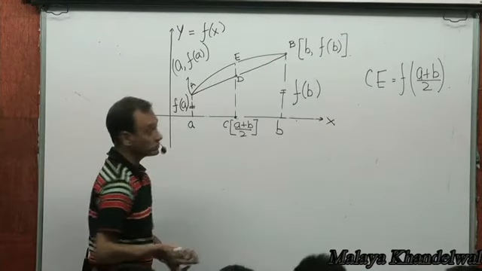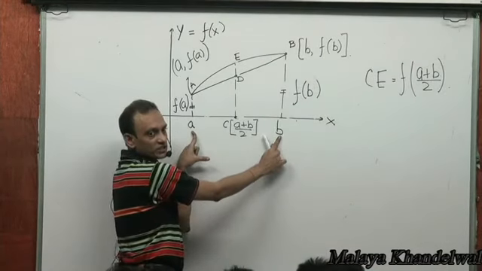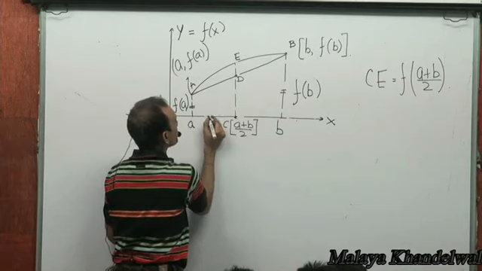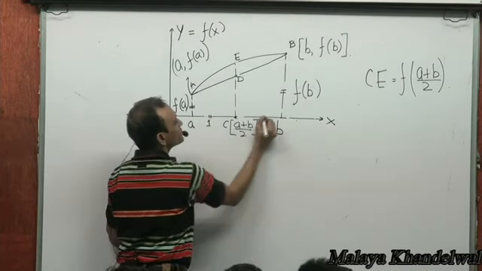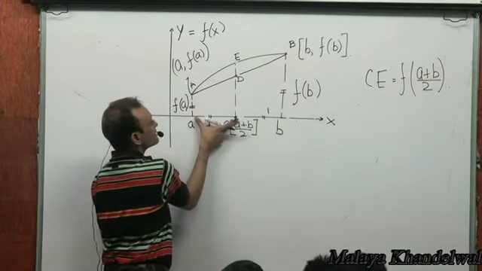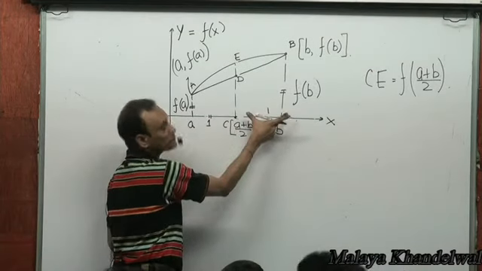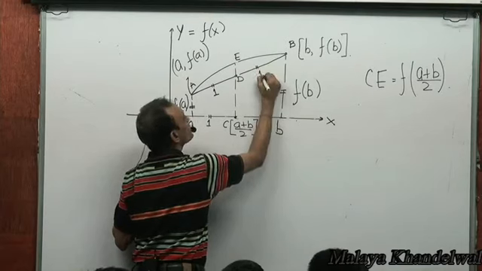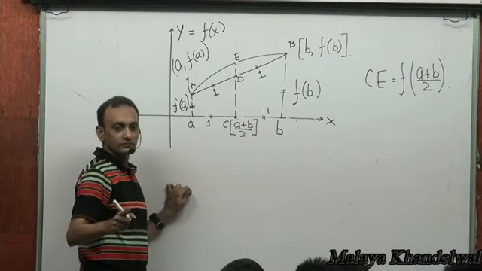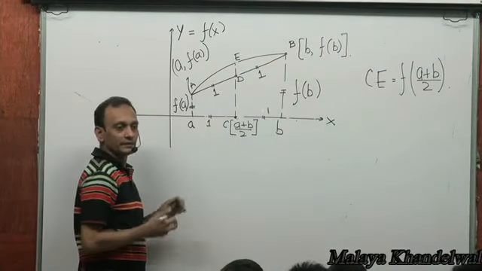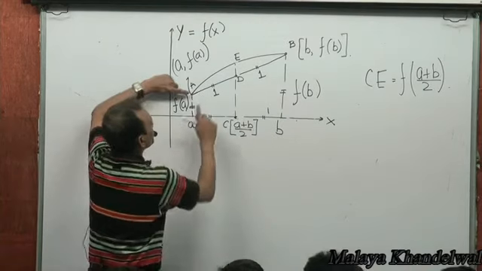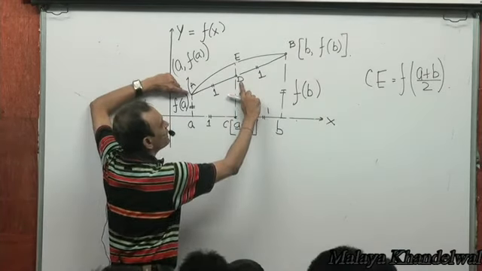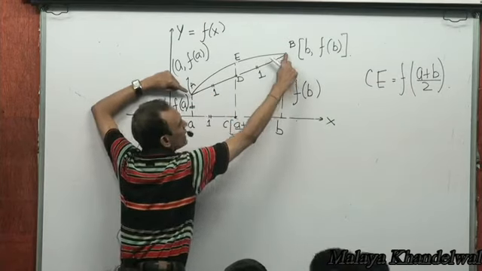Now, (a+b)/2 is halfway between these two, right? This is to this is 1 is to 1, isn't it? So AD to DB will also be 1 is to 1. So the y coordinate of D would be (y of A plus y of B) by 2.